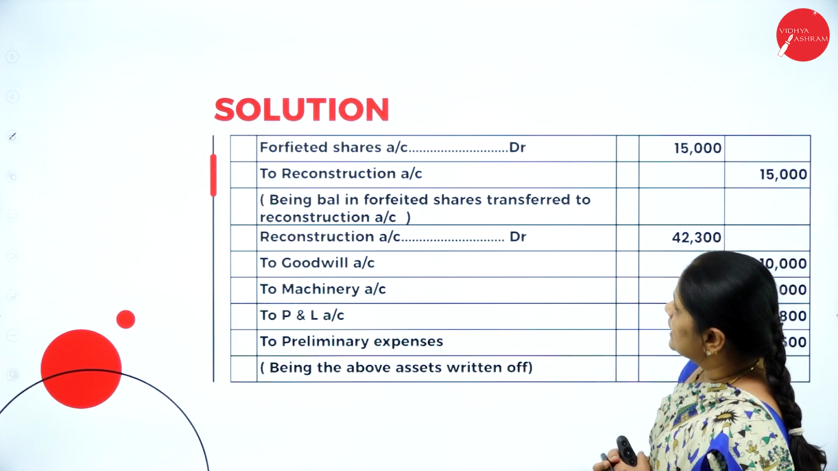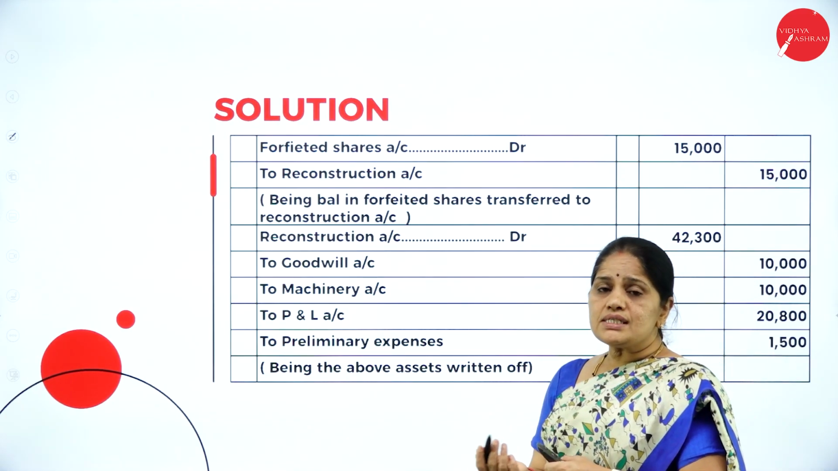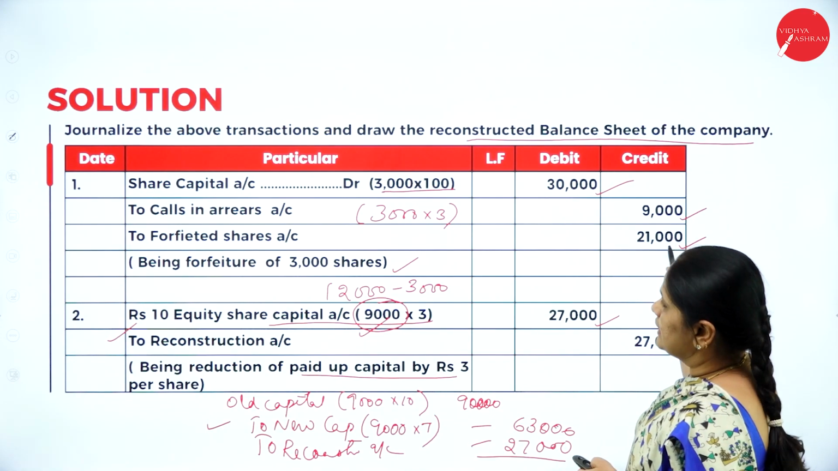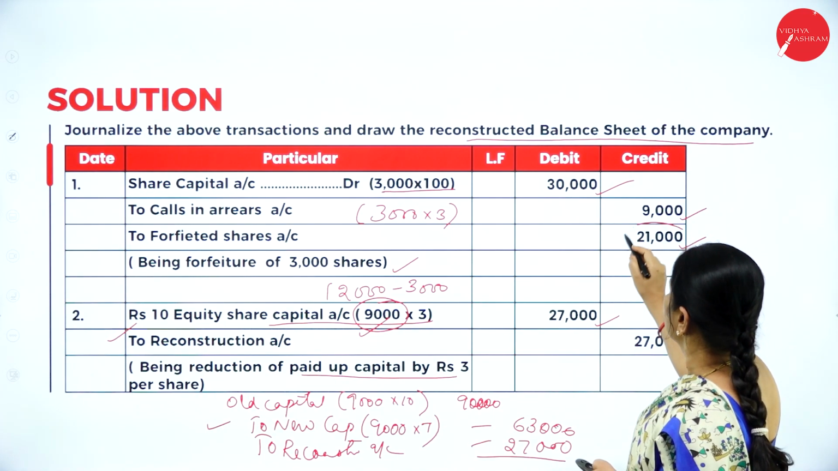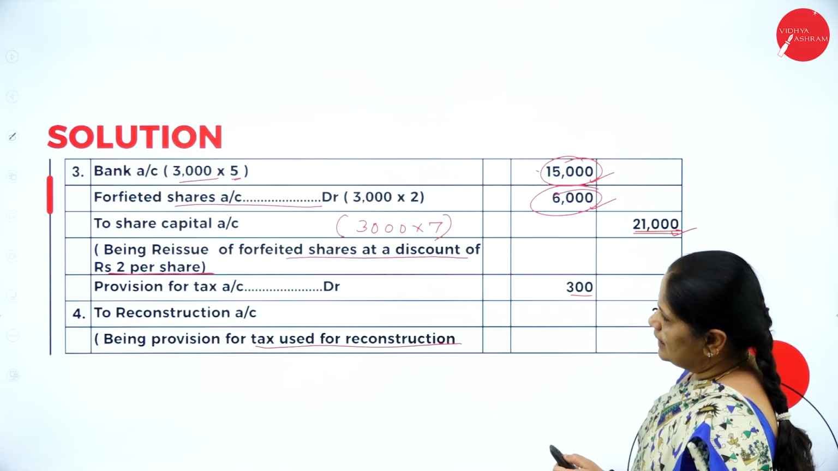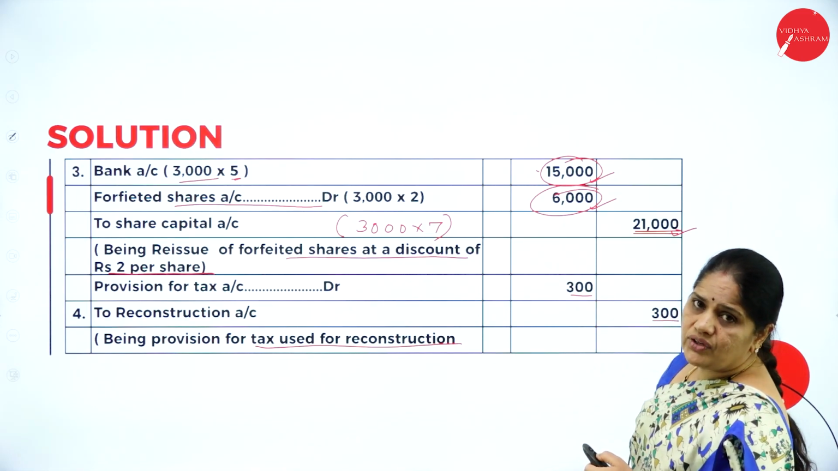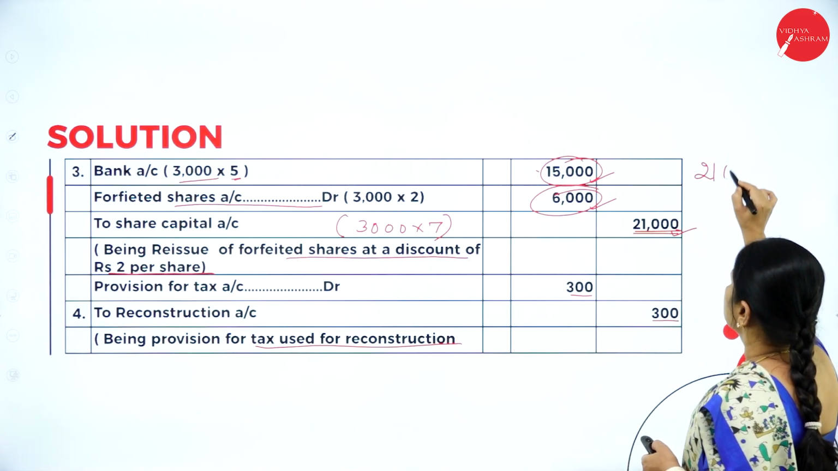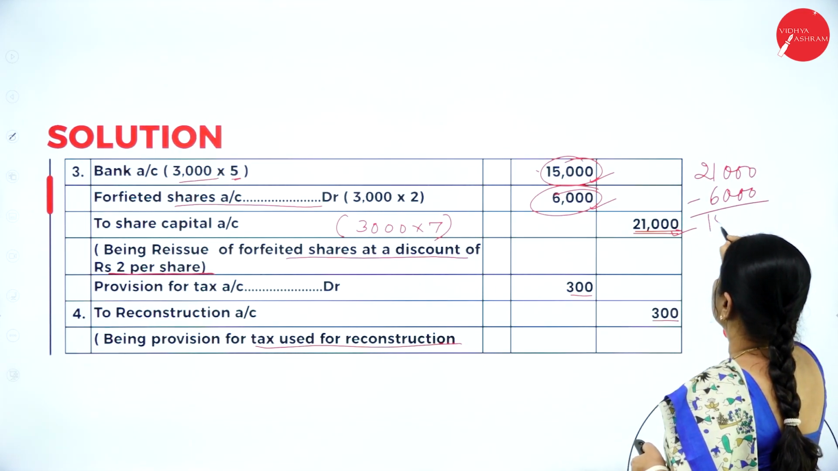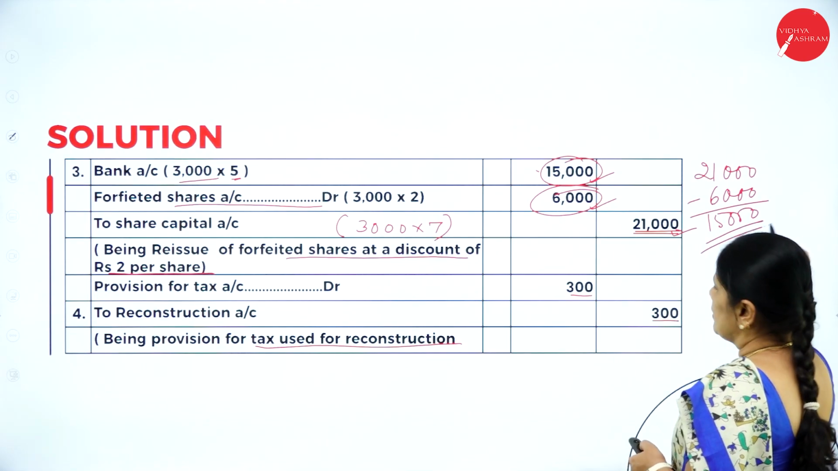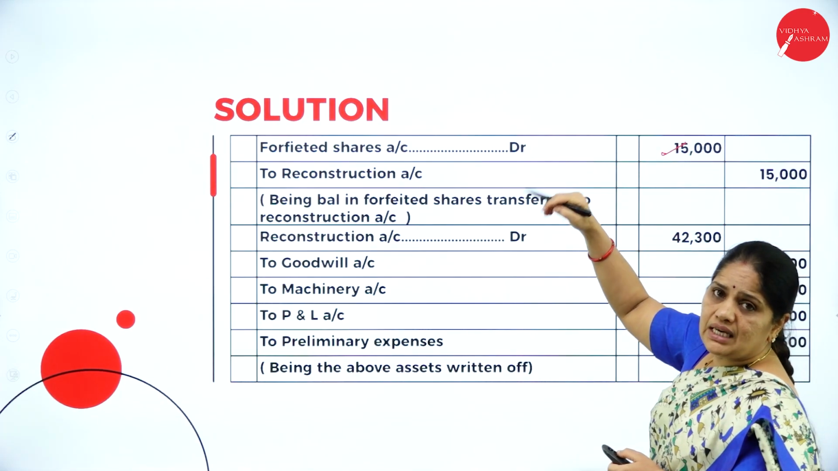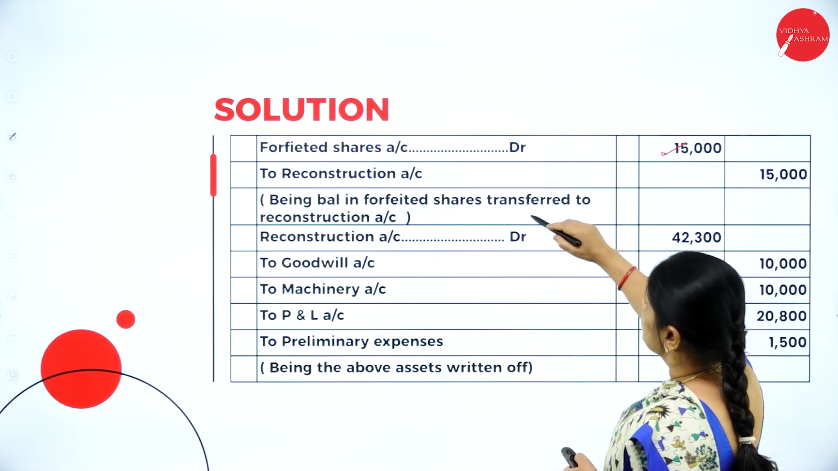So next we have the forfeited shares account. Now what is the balance in forfeited shares? If you can see here in the first entry, forfeited shares is 20,000. In the forfeited shares account, we have 21,000. Then out of that 6,000 we have utilized. So 21,000 minus 6,000, what is the balance? 15,000. So 21,000 minus 6,000, 15,000 is the balance.